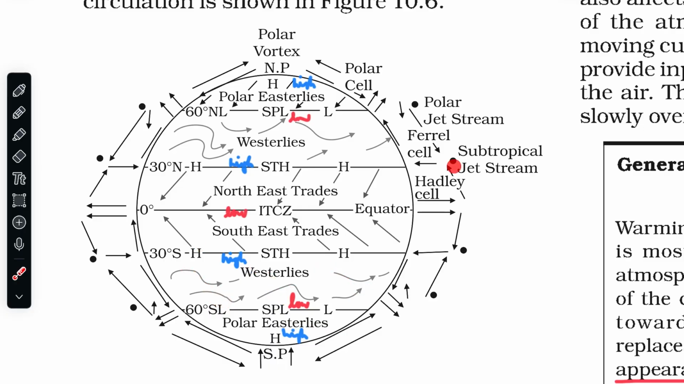So there are different cells. This cell basically is called the Hadley cell, then the Ferrel cell, then the polar cell. HFP: Hadley, Ferrel, and polar. The subtropical jet stream, polar jet stream.